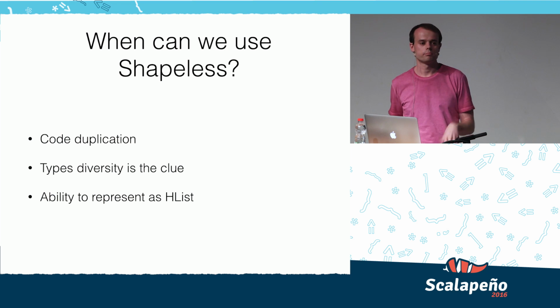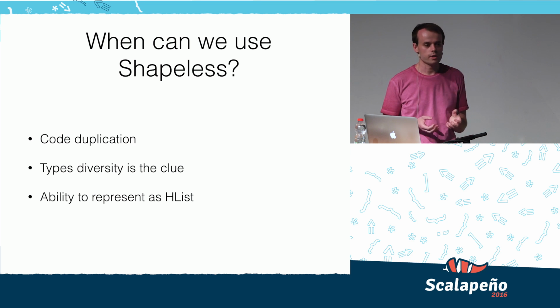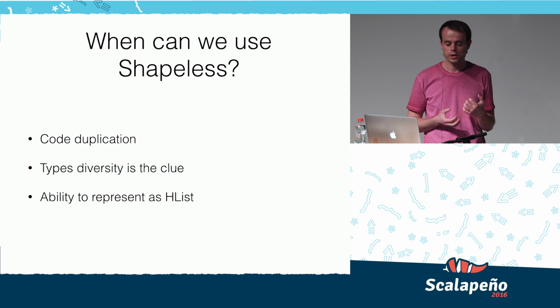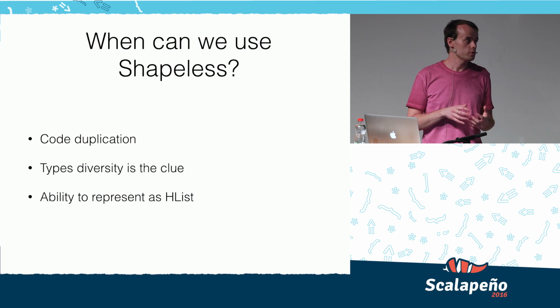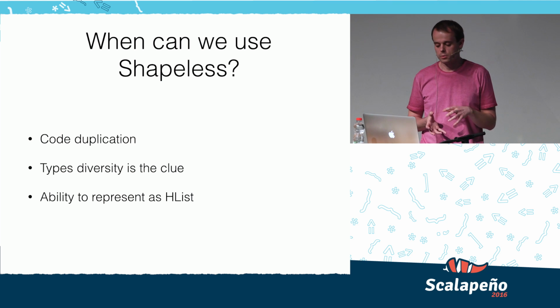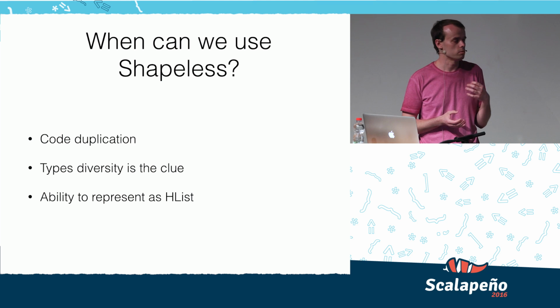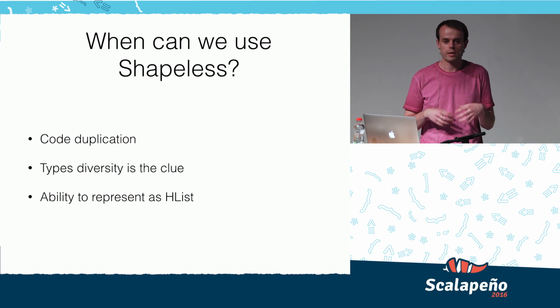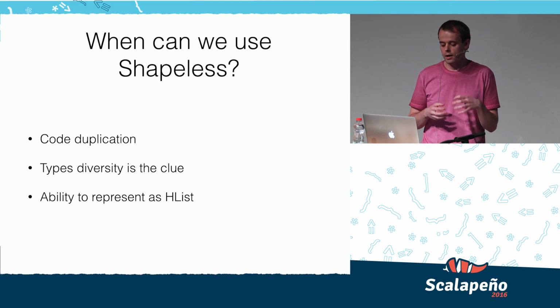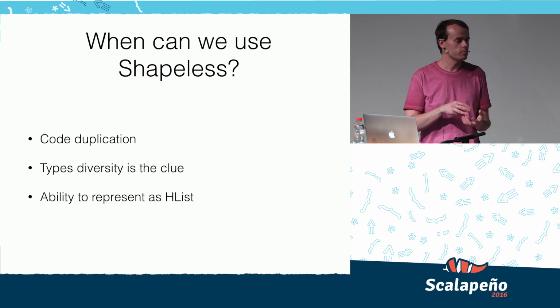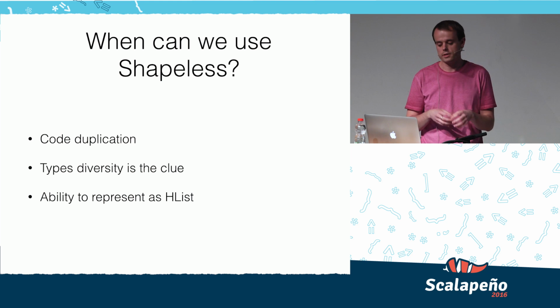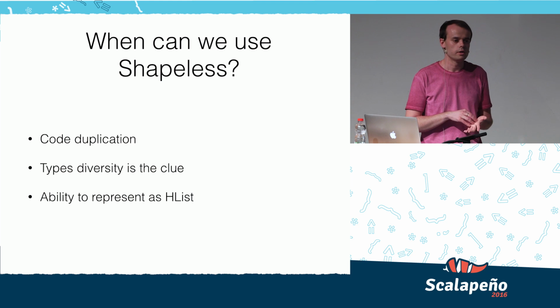Okay, so my case of the dependency injection problem was a case for applying Shapeless. You could see there was some problem with code duplication, and also the type seemed to be the clue to this issue, so the types diversity were the problem. Finally, it turned out that we were able to reflect our dependencies as HList, and it allowed us to implement a generic and type level solution.